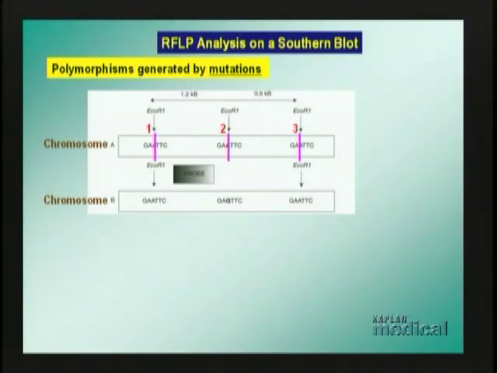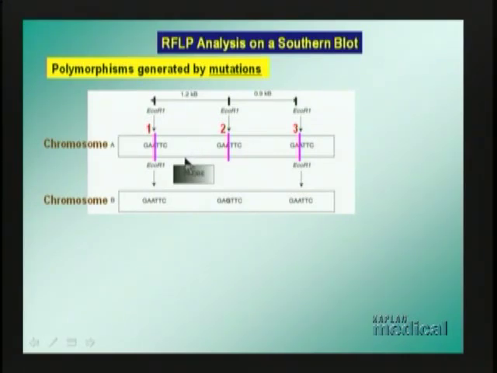When EcoR1 cleaves between site 1 and 2, there'll be a fragment of 1.2 kb in size, and when EcoR1 cleaves at site 3, there'll be another fragment being generated at 0.9 kb in size. So 2 fragments coming from this portion of chromosome A.